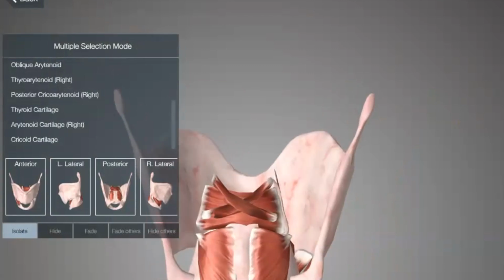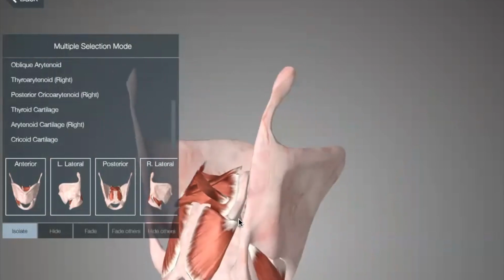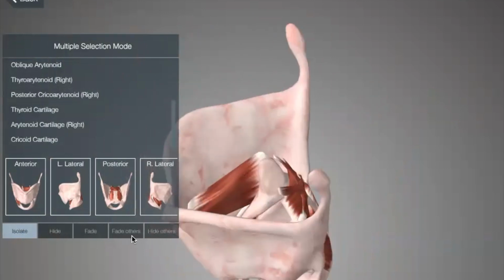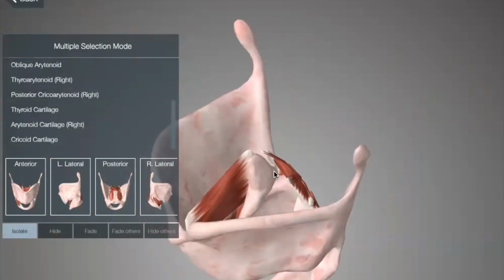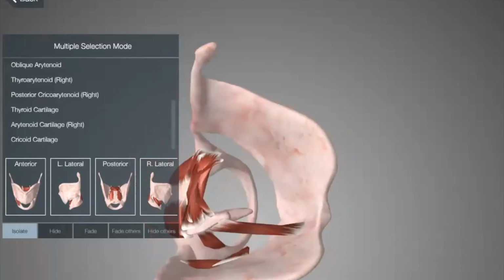It originates from the posterior surface of the cricoid cartilage and inserts into the muscular process of the arytenoid cartilage. Remember the muscular process that we discussed, which is here, of the arytenoid cartilage, which is this one. That's where the posterior cricoarytenoid muscle attaches. And innervated by the inferior laryngeal nerve. Okay. The next one is the lateral cricoarytenoid.